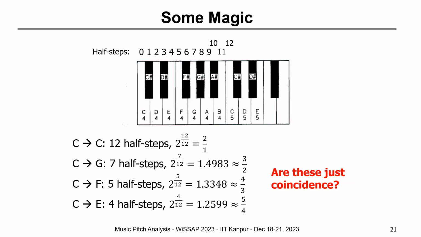Okay. And if we move from C to F, there are 5 half steps, and this quantity is very close to 4 to 3. And if you move from C to E, that's 4 half steps, and its quantity is kind of close to 5 to 4. Okay, so they are close to these small integer ratios. And this is not a coincidence. It's based on physics of vibration.